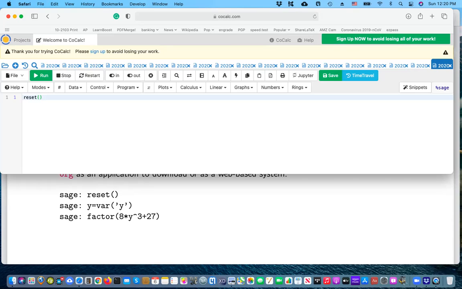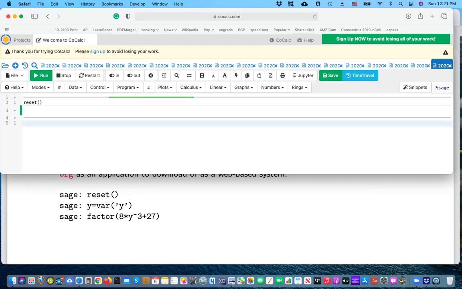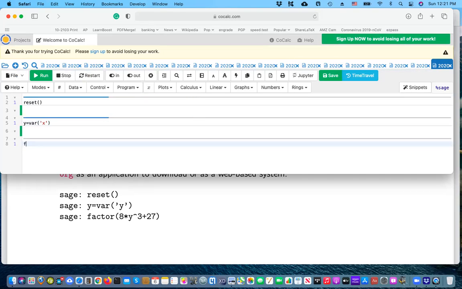What happens to a lot of students, they hit the return and nothing happens. So what you do is shift and then return. And then I'm going to say y is a variable. This is typical in computer science. We define a variable. Remember, shift, return. And then want to factor. Now, granted, this is a simple problem. We've actually done this one in class. 8 star y cubed plus 27.